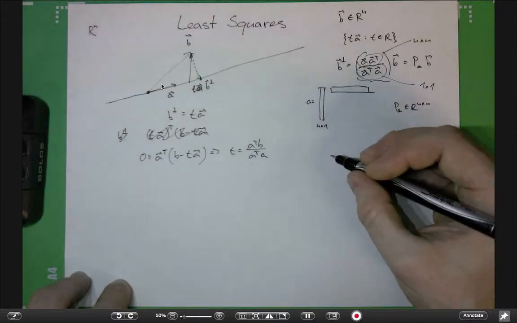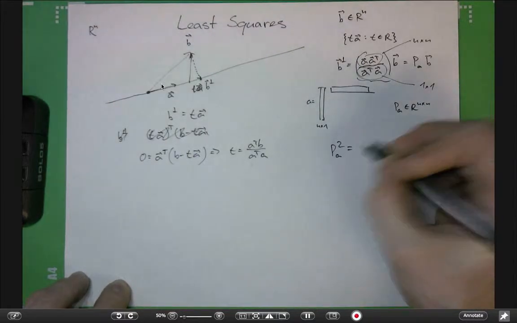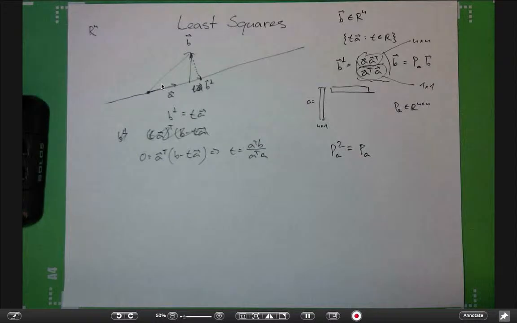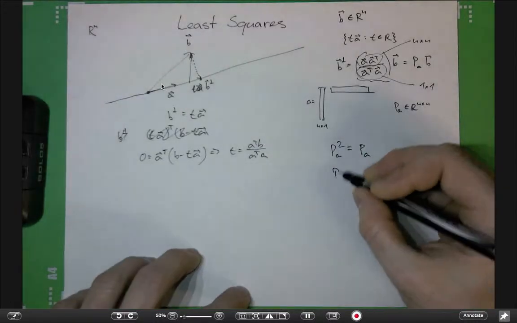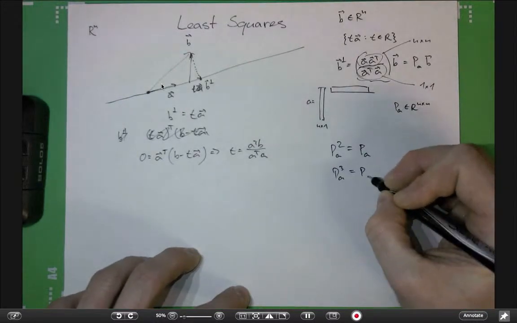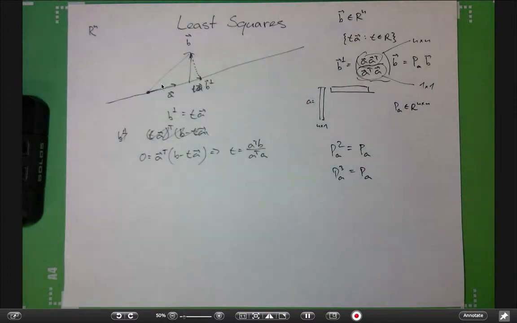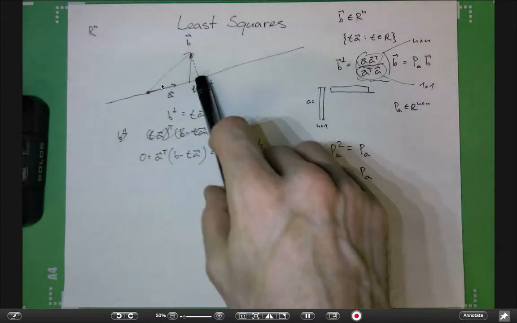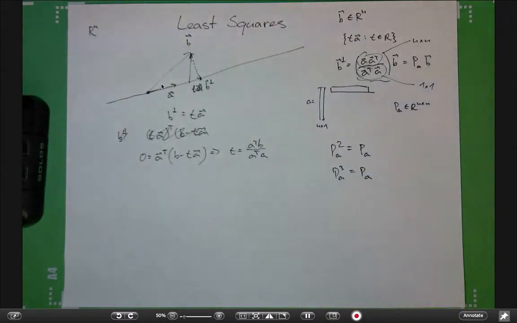And the funny property of that operator is that if I take its square, I just get back the same thing. Obviously, I could also cube it or whatever, and I would again still get the same thing. The idea being that once I have already projected on the subspace, then the projection operator has nothing left to do. It just returns me the same thing.